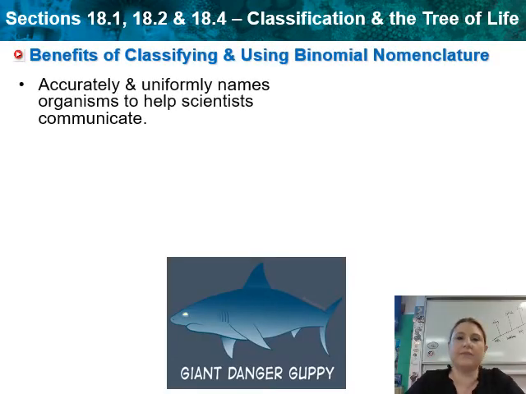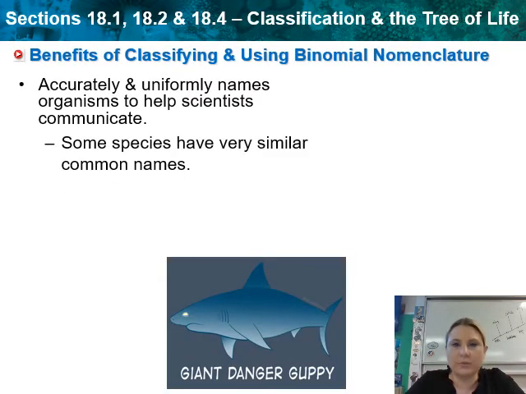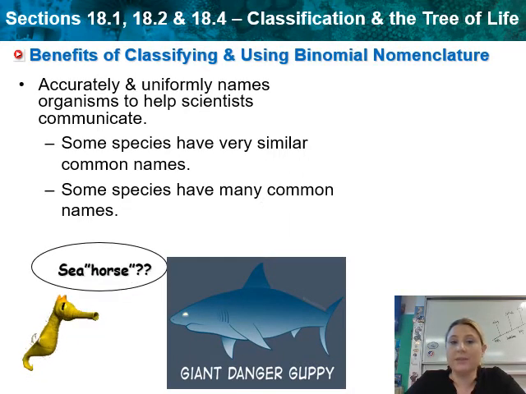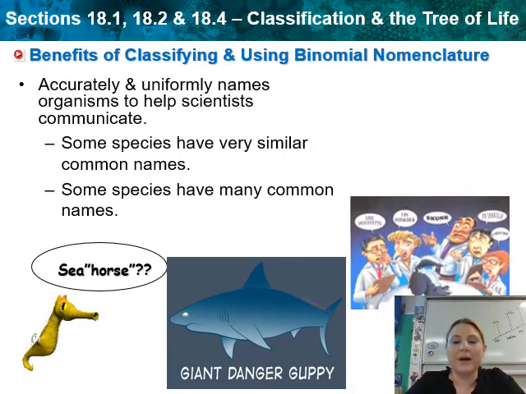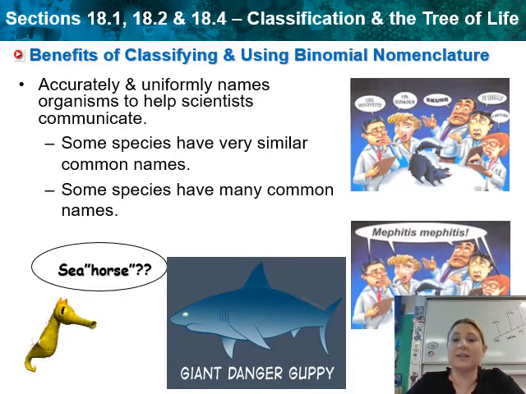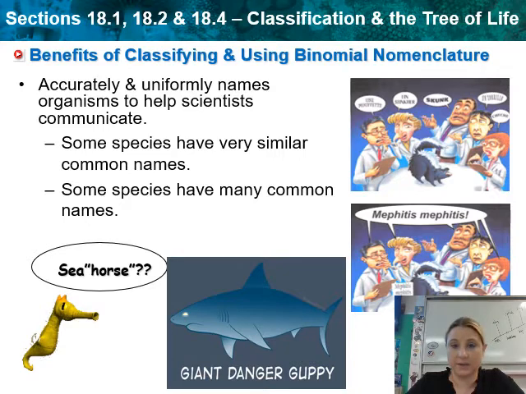Okay, some benefits of classifying and using binomial nomenclature. Well, it allows scientists to communicate. Many species have very similar common names, and common names are different all over the world. I could call something a giant danger guppy if I wanted to, but some other people might say that's a shark, okay? But I don't know specifically what kind of shark we're talking about, unless I were to use a scientific name.